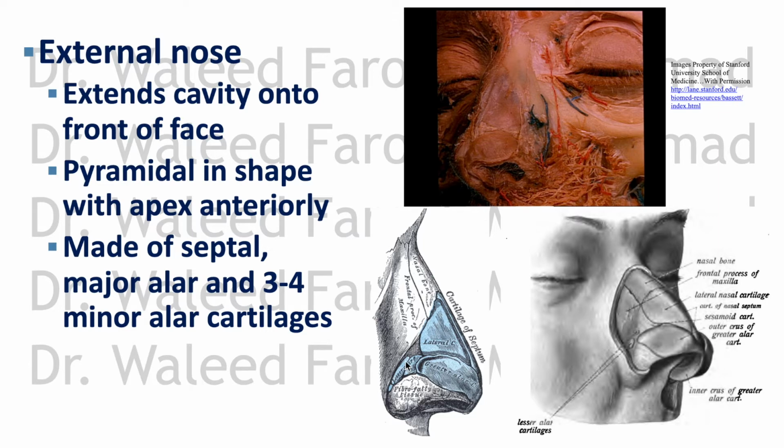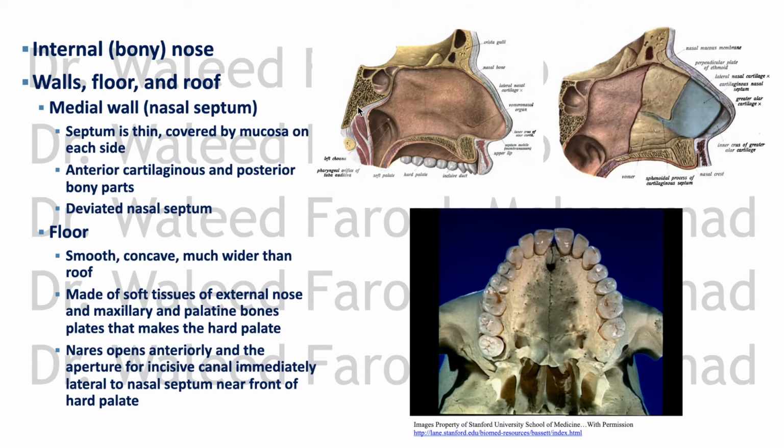In the external nose, you should know that it's made entirely of cartilage, and it includes the vestibule of the nose. And the cartilages, you don't have to study them individually, of course, but just know that there are septal cartilages, septal meaning near the septum, and alar cartilages in the ala of the nose. The ala that guards the nares, of course. The internal or bony nose.